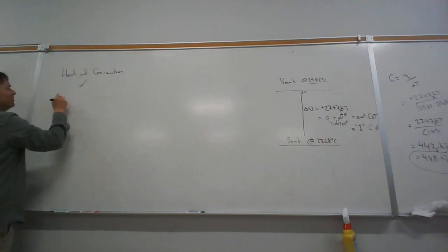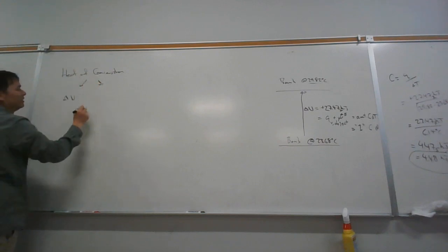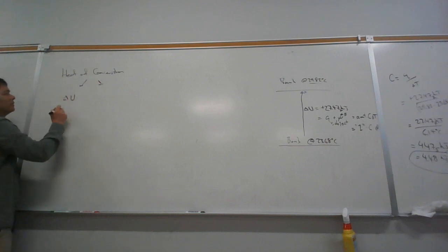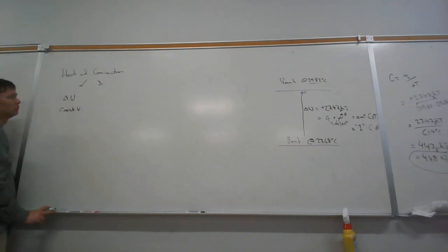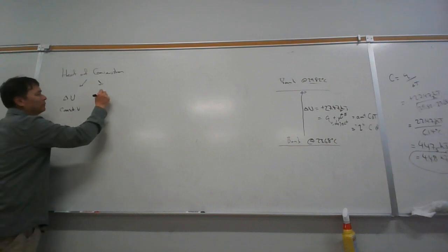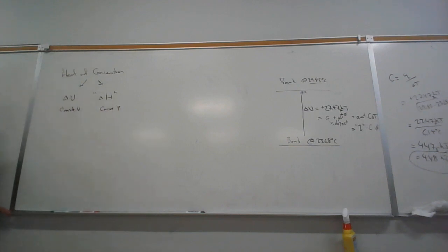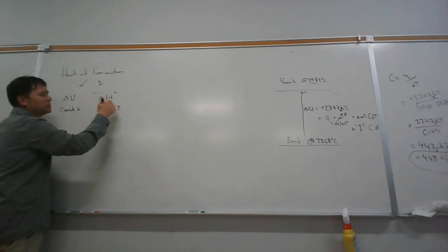And so we have delta U, and we have another symbol for it. Delta U will be the amount of heat under constant volume conditions. And we have something else called delta H. Delta H will be the amount of heat under constant pressure conditions. And so this is a new symbol that we have. Delta U is the change in internal energy. Delta H is the change in enthalpy.